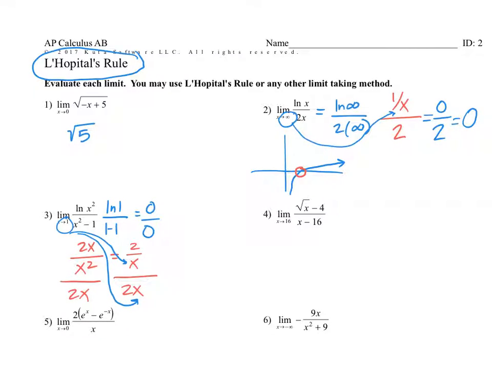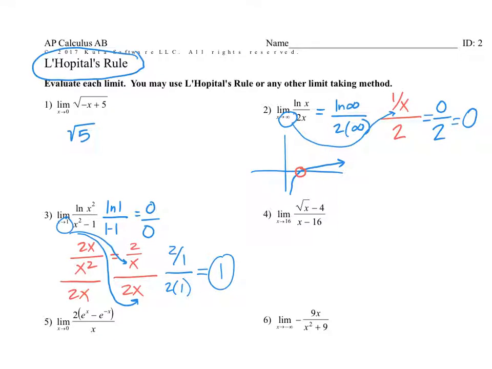And if I plug in 1 on top, I get 2 over 1. And if I plug in 1 on the bottom, I get 2 times 1. And both of those things equal 2, so 2 over 2 equals 1. Final answer is 1 on number 3.